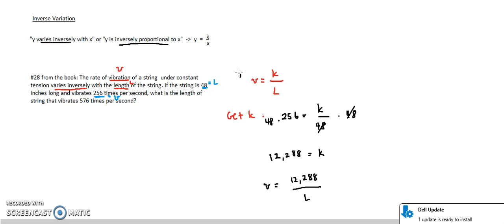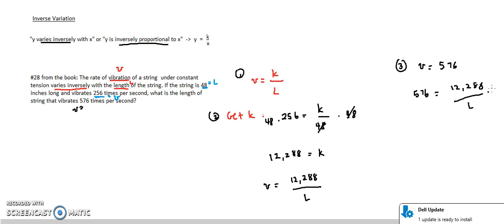All right, so our first step was to set up the equation. Our second step was to get K. And now our last step is to answer the question. What is the length of string that vibrates 576 times per second? So 576 is going to be length or vibration? Okay, so look at it. That's going to be vibration, right? So they're giving us that V is 576, and we need to find L. So 576 equals 12,288 over L, and we need to solve for L.